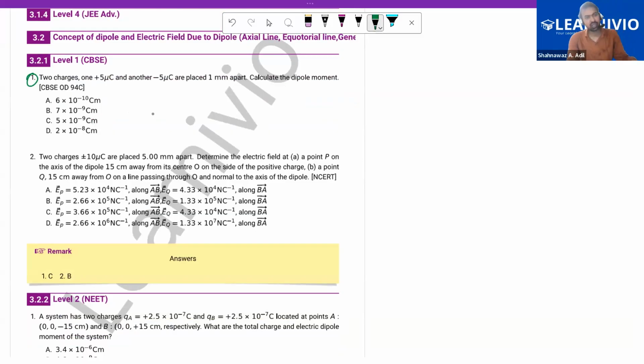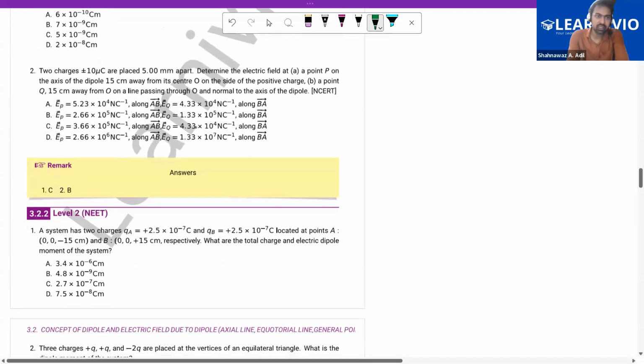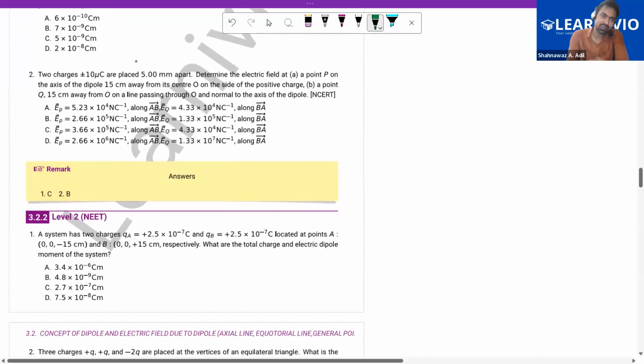Now let us do this. We have a good amount of time, right? So you can do this question as well. Try this question also so that you have your practice. You just have to figure out what point we are calculating, whether it is axial or equatorial.